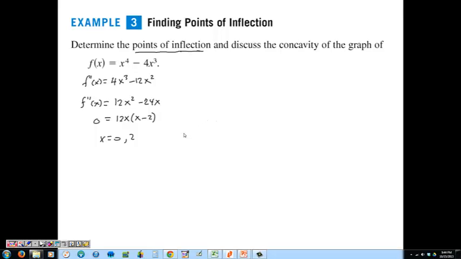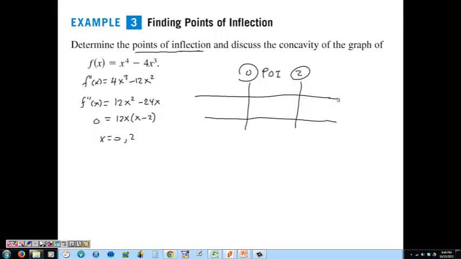And now we're going to test the concavity. So doing the same thing again, 0 and 2. Now we know that these are my POIs. They come from the numerator. When they come from the numerator, they're POIs, points of inflection. When they're from the denominator, they're points of discontinuity. We're going to test. Let's see, how about a negative 1, 1, and a 3.